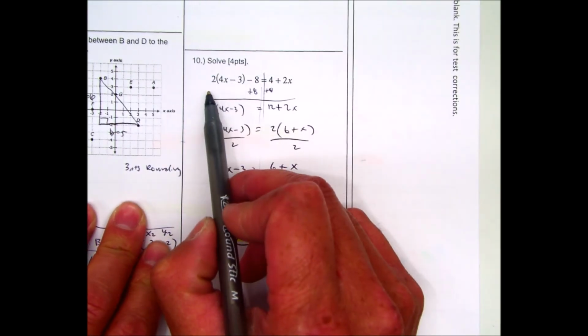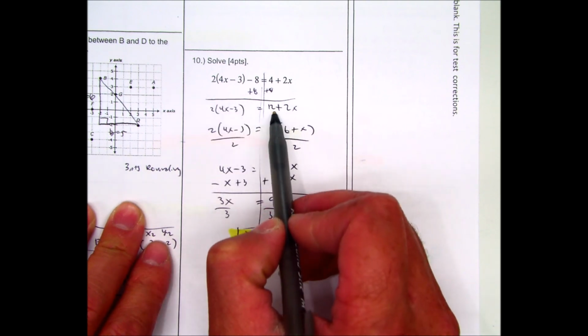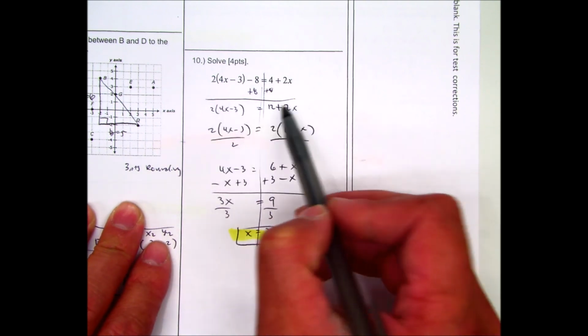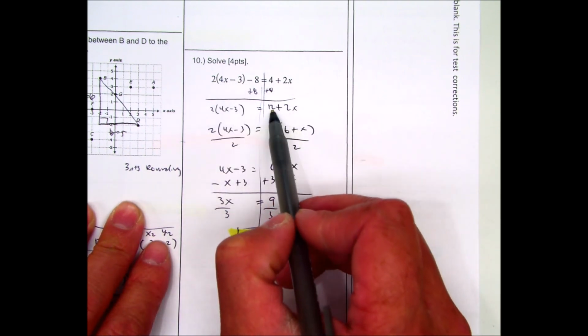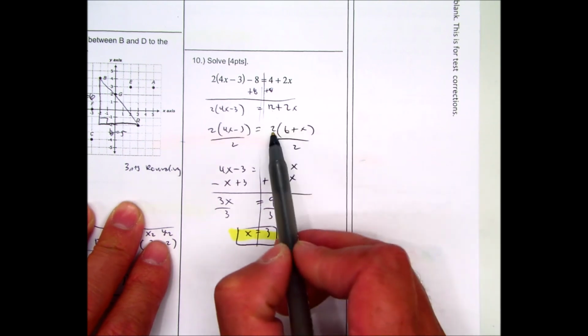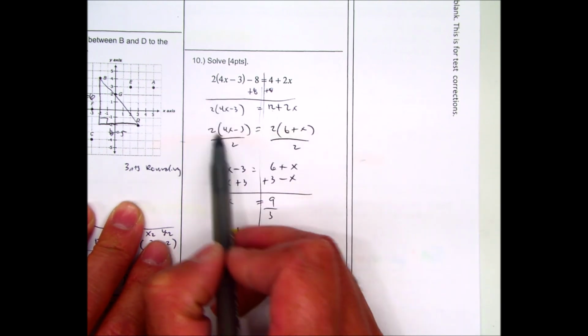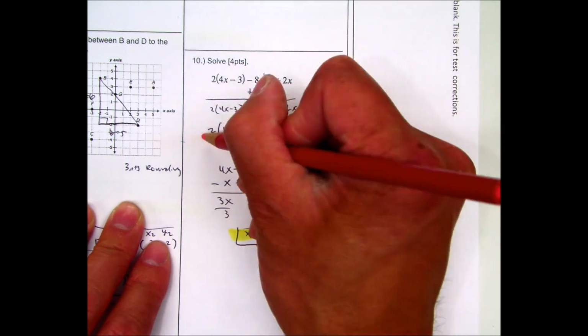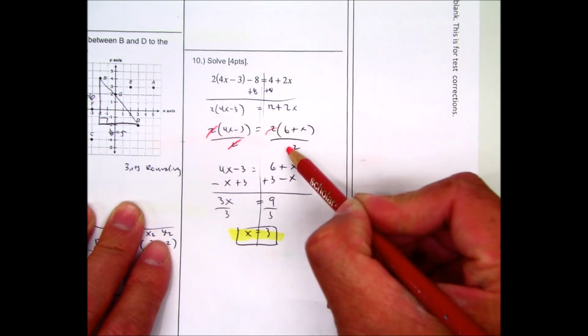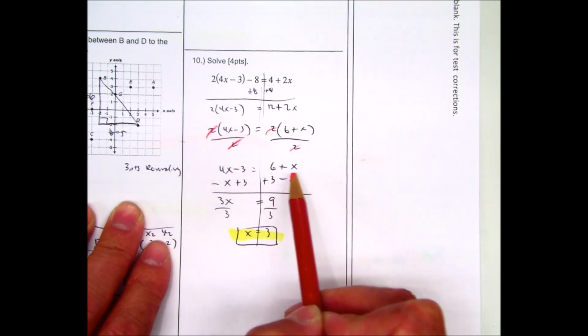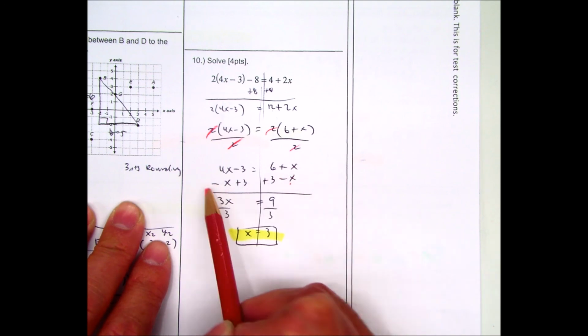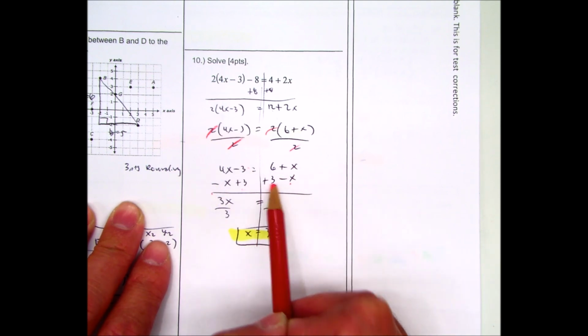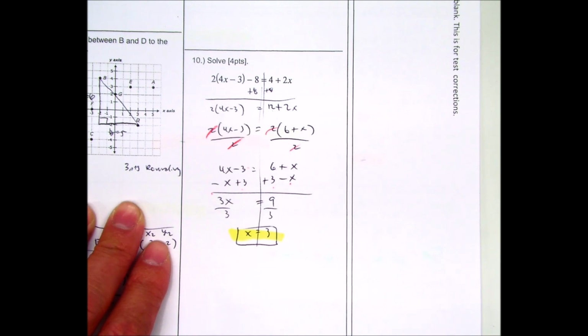Question number 10. Add an 8 to both sides. Here, since this was all evens, I factored out a greatest common factor of 2 and divided by 2 on both sides. These will cancel, and you're left with 4x minus 3 equals 6x. Subtract 4x to move it over here, add the 3 to come over here. 3x equals 9, x equals 3.